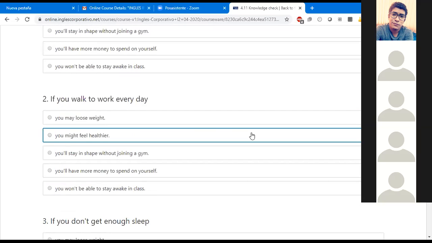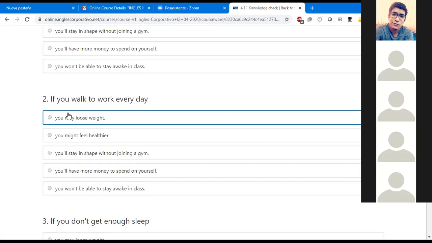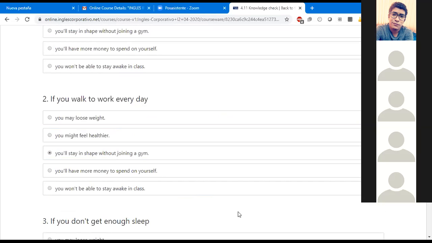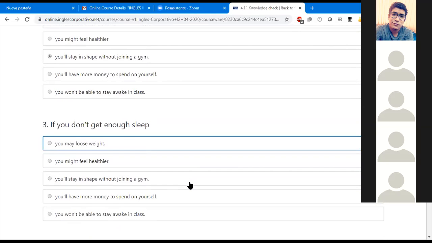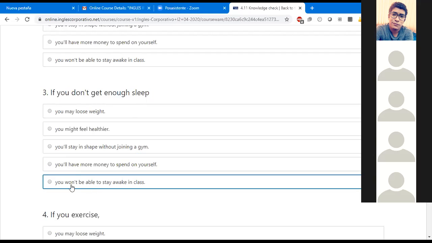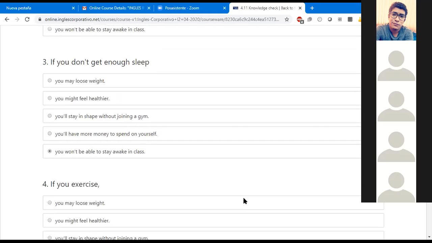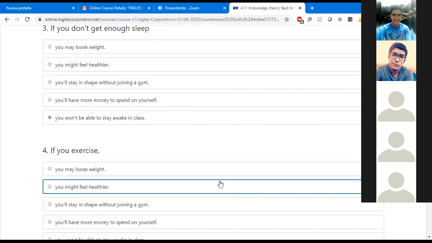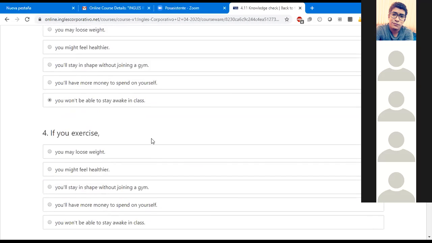If you walk to work every day, you'll stay in shape without going to a gym. If you don't get enough sleep, you won't be able to stay awake in class. I need at least more sleep to stay awake in English class. You might feel healthier. That is the first one.